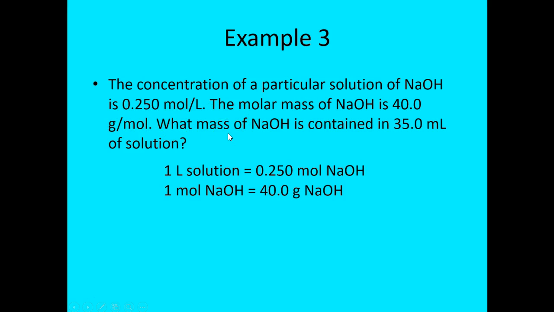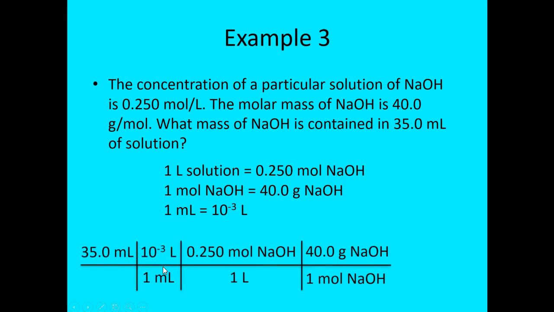And then we know from the metric system one more thing that'll be helpful to us, which is that 1 milliliter is equal to 10 to the minus 3 liters. So can I take my original measurement, which is 35 milliliters of solution, and line all these things up as conversion factors in order to give me grams of NaOH? Well, I actually can, and I've done it right here.